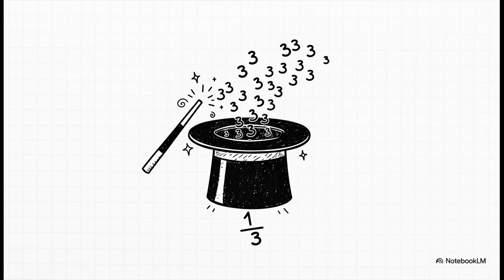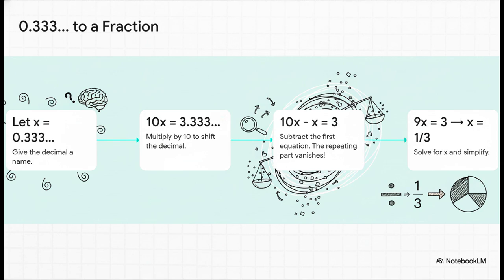This is a really cool algebra trick, so watch closely. Okay, let's walk through this nice and slow, step by step. Step 1. We need to give our number a name. Let's just call it x. So we'll write down x equals 0.333... Easy enough? Step 2. Now look at the repeating block. It's just one digit, the 3.